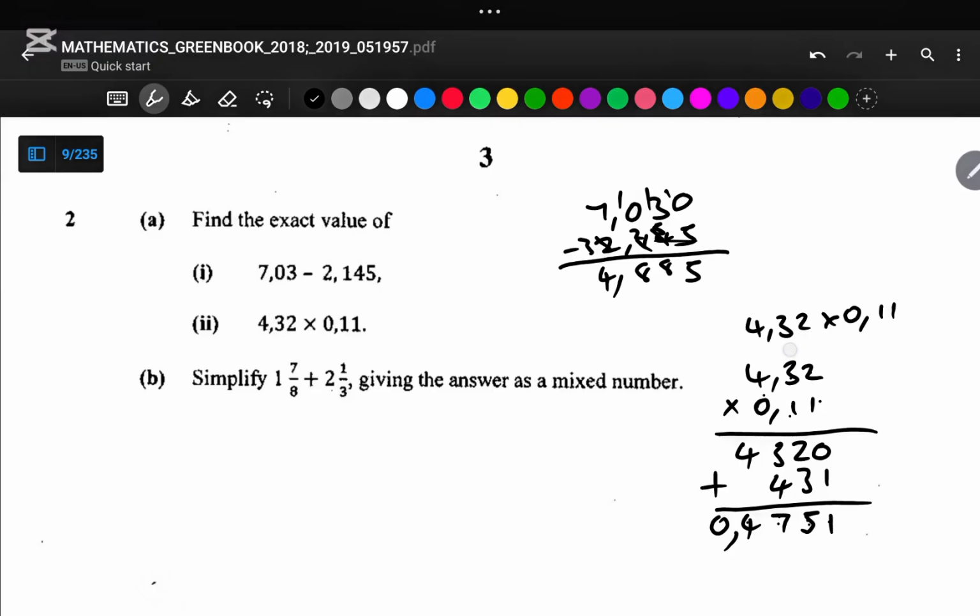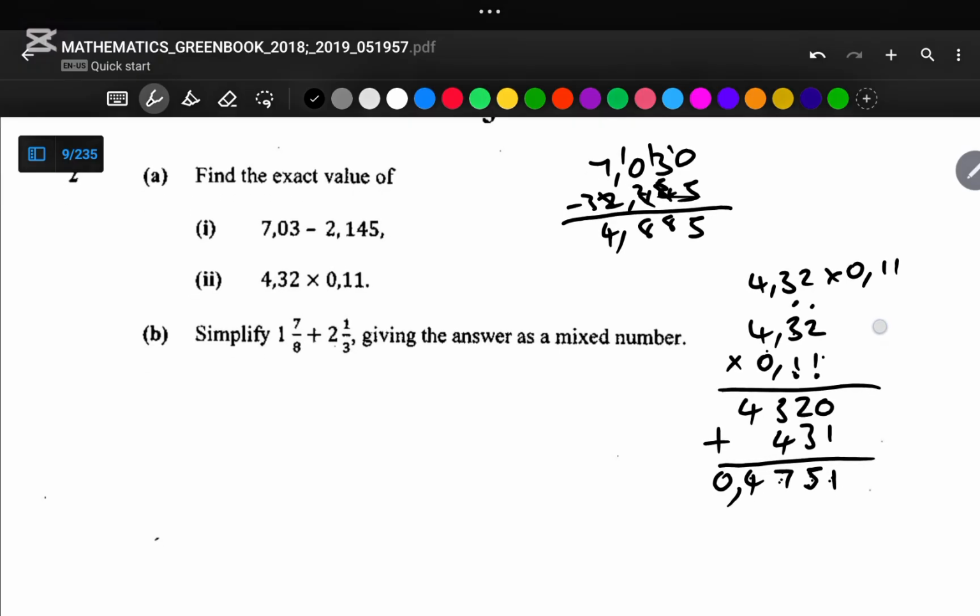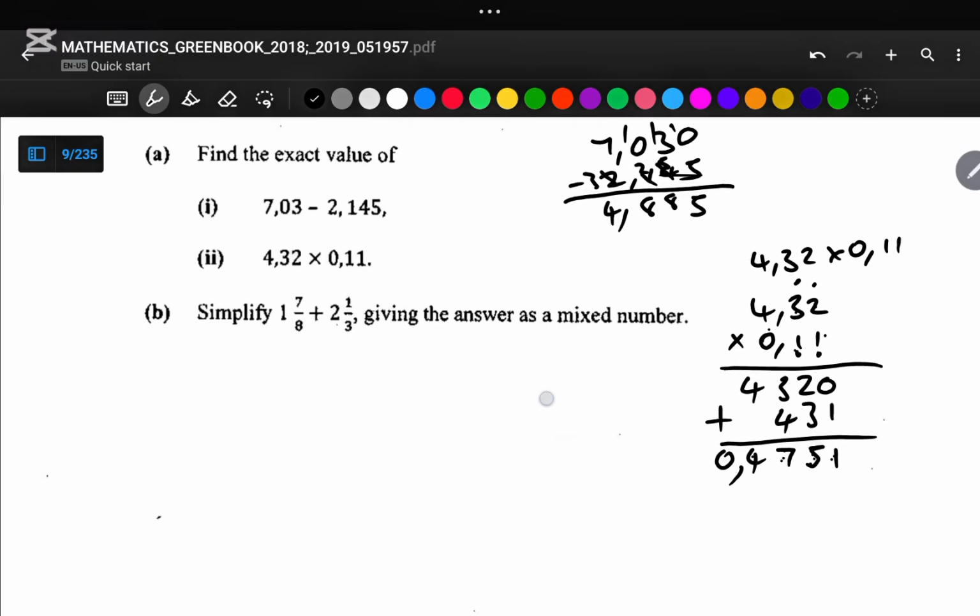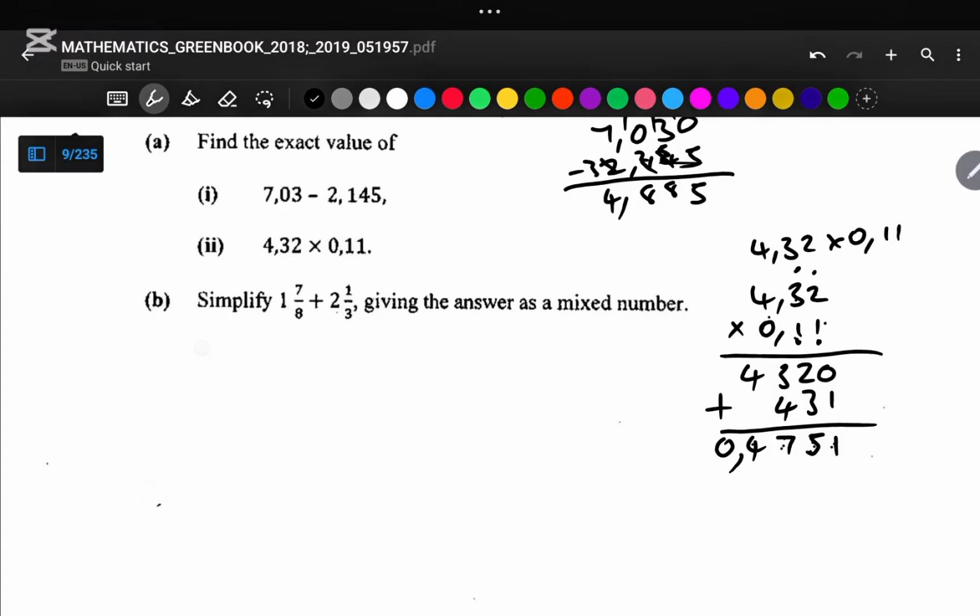0.4751. Okay, so what you need to do is multiply, with 0 as a placeholder, and then multiply this, and then we add. After that, you count the numbers after the decimal point: 1 here, 2 here, 3 here, 4 here, and then you put a 0. So it is 0.4751.